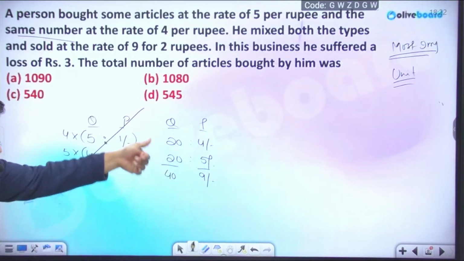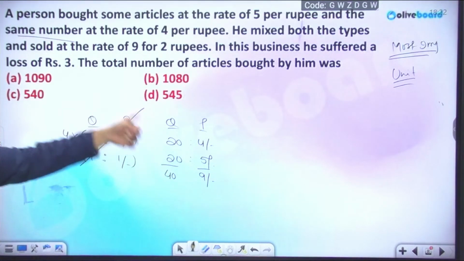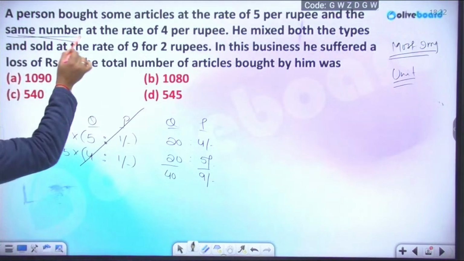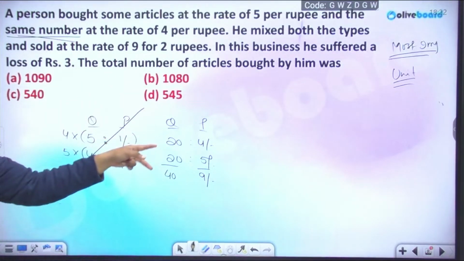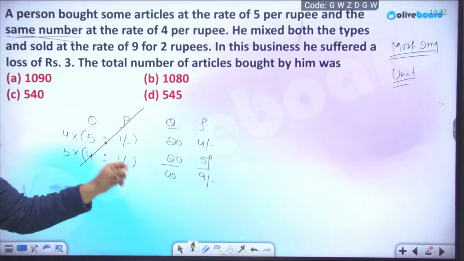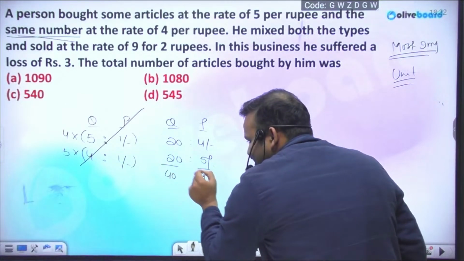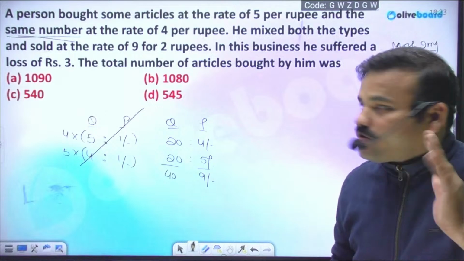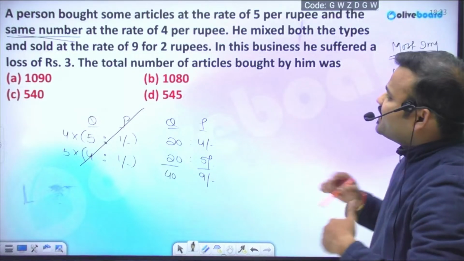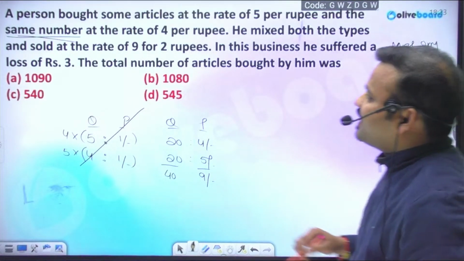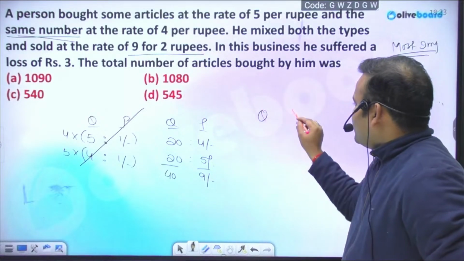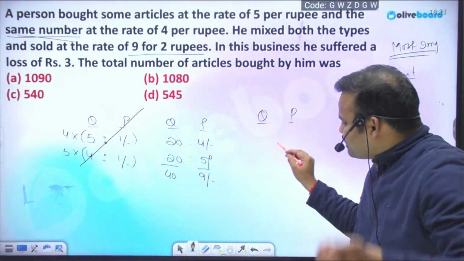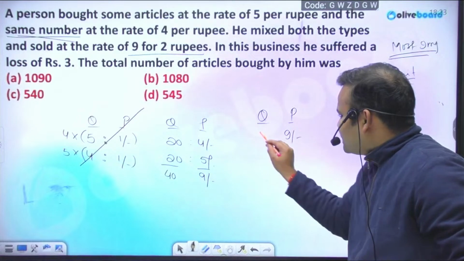Why have I made this constant? I have made this equal because he has purchased the same number of articles from both the shops. So from both the shops he has purchased the same articles. So for every 40 articles he is paying 9 rupees. This is his individual cost price. Now he is mixing all the articles and selling at the rate of 9 articles for rupees 2. Quantity and price. He himself is purchasing for rupees 9. He has purchased 40 articles.